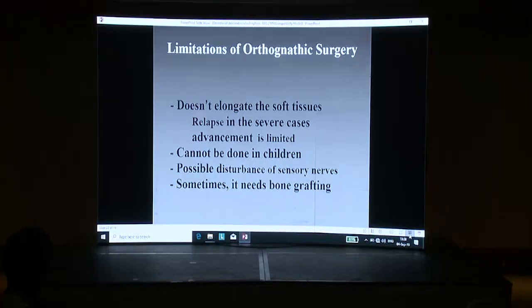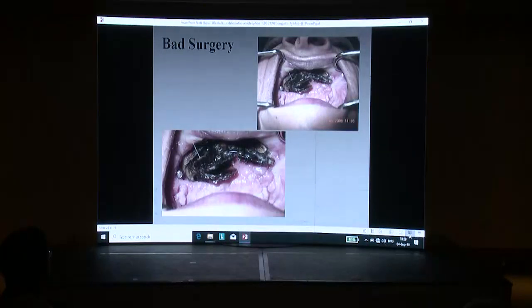Also the advancement is limited, and it cannot be done in children. We have to wait until puberty, and there is a possible disturbance of sensory nerves, and sometimes it needs bone grafting. Next, please. Yeah, this is very bad surgery because the surgeon, you see, this is a maxilla.